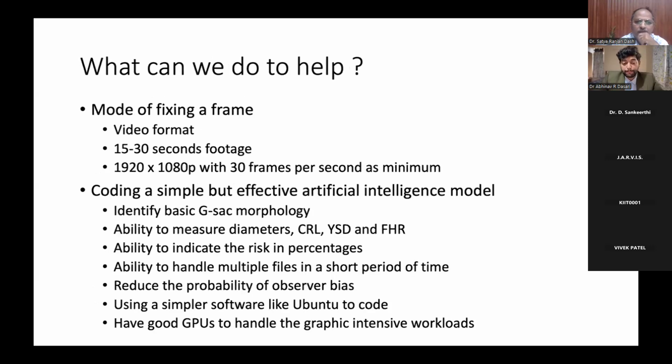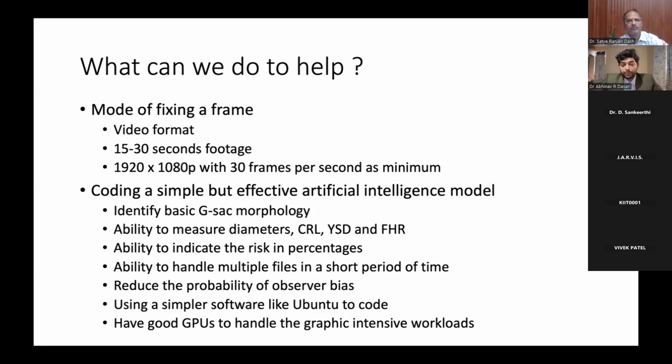So what can we do to make AI's job easier? We have to decide whether to use a static frame or a video format. This is my idea: if we can make 15 to 30 seconds of footage at 1920 by 1080 pixels resolution with a minimum of 30 frames per second a standard, I think this could be easier for AI to process.